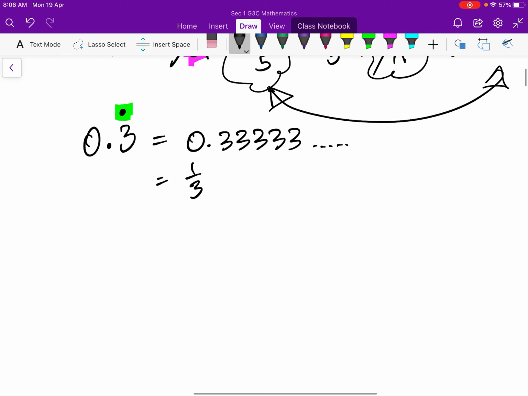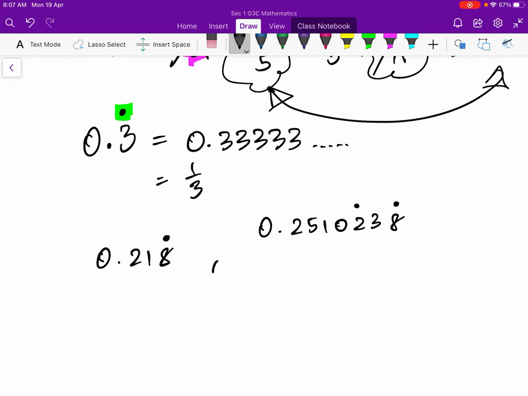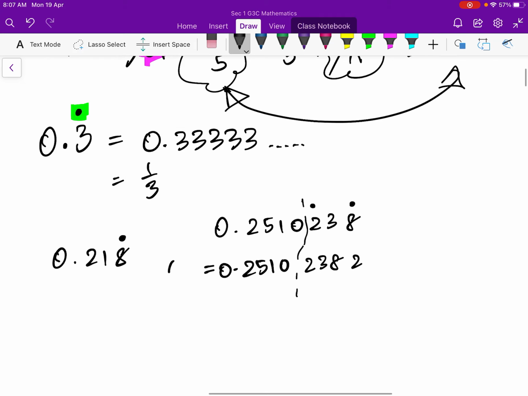So if I give you weird numbers such as 0.218 and then I put a dot on top of the 8, is this rational? Yes, it is. Just because there's a dot on top, confirm rational already. Okay, how about if I have more than one dot, maybe 0.2510238, I put a dot over here, I put a dot over here. So this number means 0.2510. Okay, so we copy the first portion, then we repeat from 2 to 8. So this will be 238, 238, 238, so on and so forth. Okay, so that's what it means. And same thing, because there are dots on top, confirm rational number.